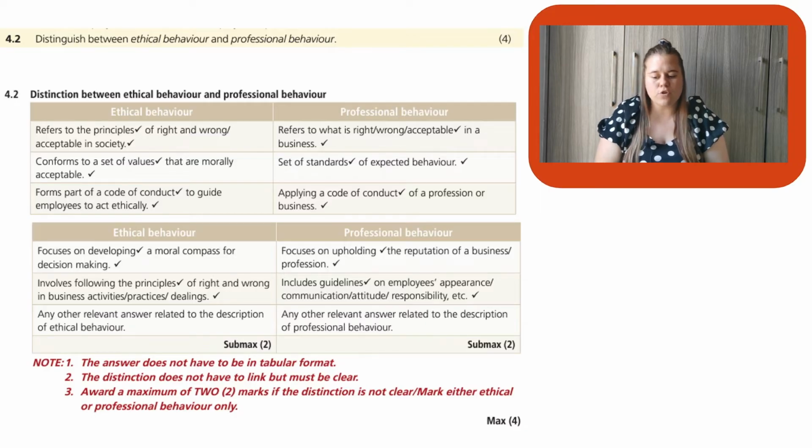Forms part of a code of conduct to guide employees to act ethically. Professional behavior: applying a code of conduct of a profession or business. Ethical behavior focuses on developing a moral compass for decision making. Professional behavior focuses on upholding the reputation of a business or profession. Ethical behavior involves following the principles of right and wrong in business activities, practices, and dealings. Whereas professional behavior includes guidelines on employees' appearance, communication, attitudes, and responsibilities.